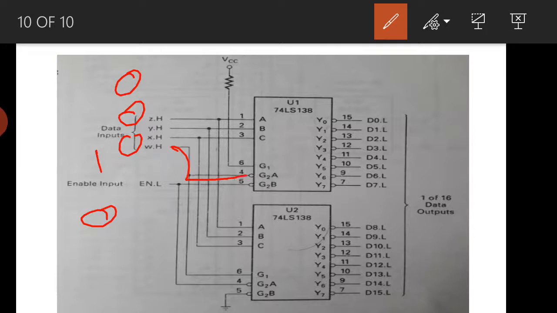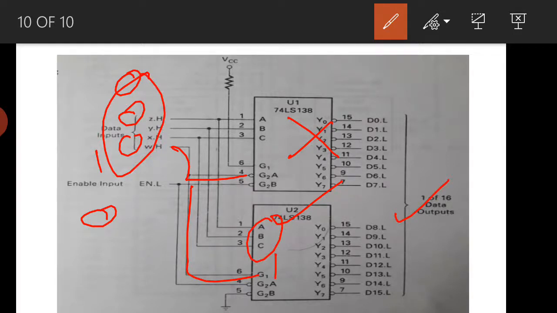If this is 1, it means this is active low, so the IC will be disabled, and if it is 1, the IC will be enabled. So as the three inputs are 0 0, now D8 will be enabled. Similarly, by keeping the fourth input as 1 and changing the ABC value, I can select the particular outputs and the others will be high.